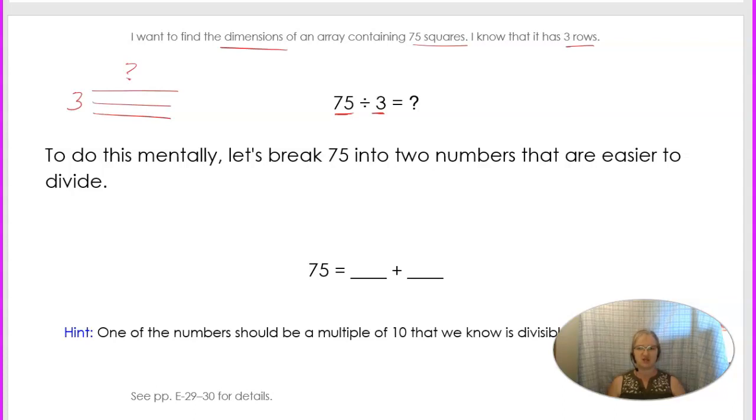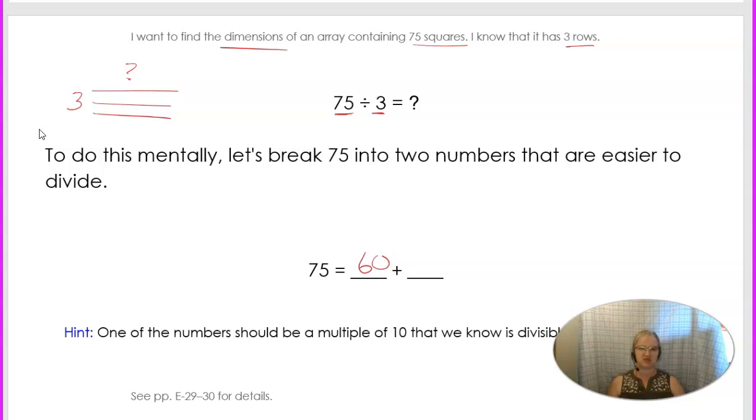To do this mentally, let's break 75 into 2 numbers that are easier to divide. We have a hint here at the bottom. One of the numbers should be a multiple of 10 that we know is divisible by 3. So if we think about this from 75, well, 70 doesn't really work because 70 isn't easily divisible by 3. What about 60?